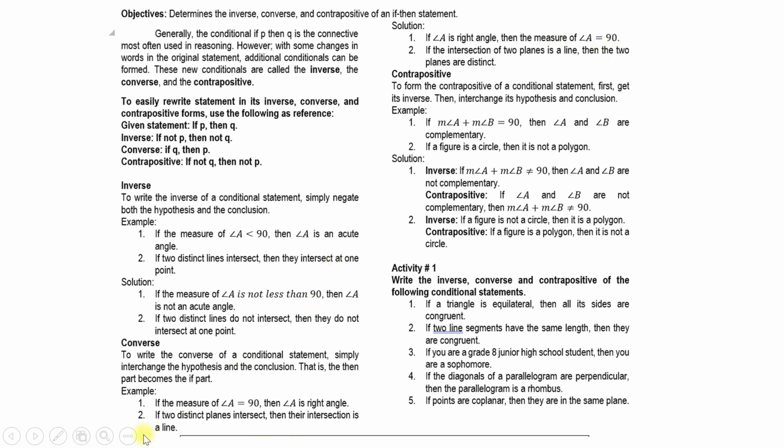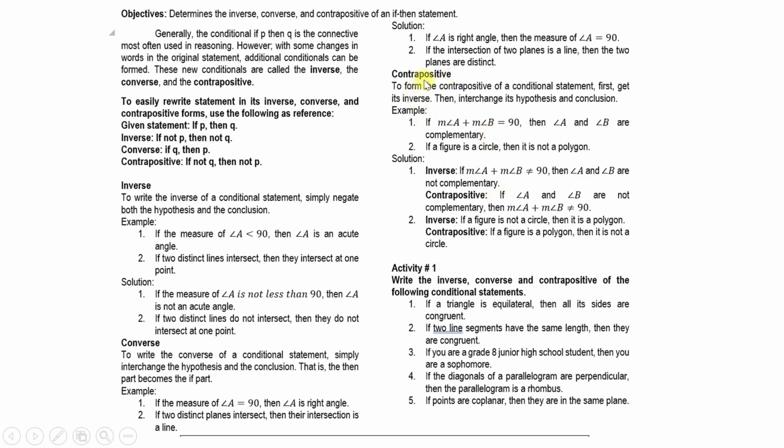Okay. Example number 2. If two distinct planes intersect, then their intersection is a line. So again, mao ni siya ang atong hypothesis, then mao ni ang conclusion. Since we're dealing with converse, the conclusion now becomes the if part. So asa man tong conclusion? Kani, the intersection. So if the intersection of two planes is a line, then the two planes are distinct. So again, that is the converse. Balihon lang ang hypothesis and conclusion. Okay, last one, we have the contrapositive.